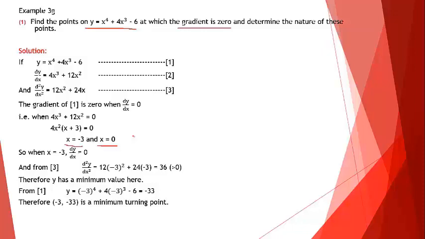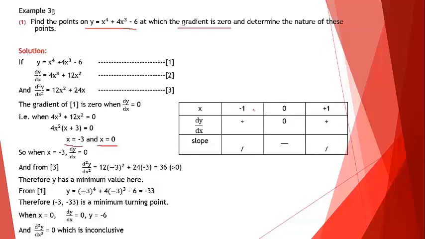Moving on to the next point where x equals 0, dy by dx equals 0, and the y value of that point equals -6. Since the value of d2y by dx2 equals 0 for this point, we are not able to find out whether it is a maximum, minimum, or inflection point. So in addition, let us now see what the sign of dy by dx is on either side of the point where x equals 0.